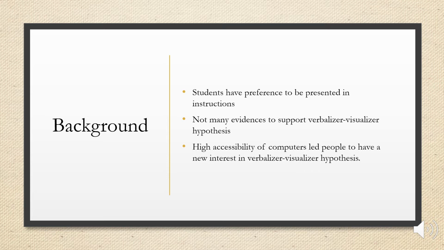When students learn something, they have different preferences for specific formats. Some students would like to have visual information, and other students want verbal information. Learning preferences and the materials lead students to enable learning processes and to improve learning performance and the results. But there is not sufficient evidence to prove the verbalizer-visualizer hypothesis. Due to the high accessibility of computers, people have a new curiosity to test the verbalizer-visualizer hypothesis.